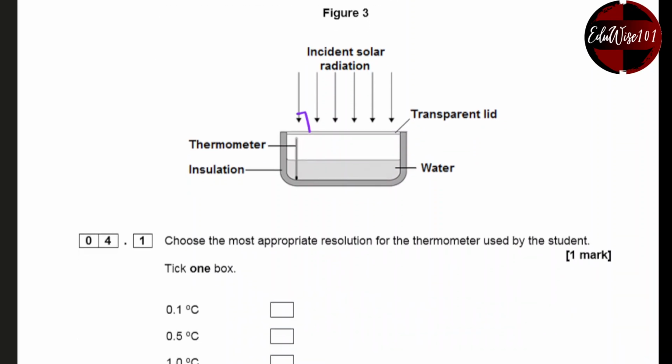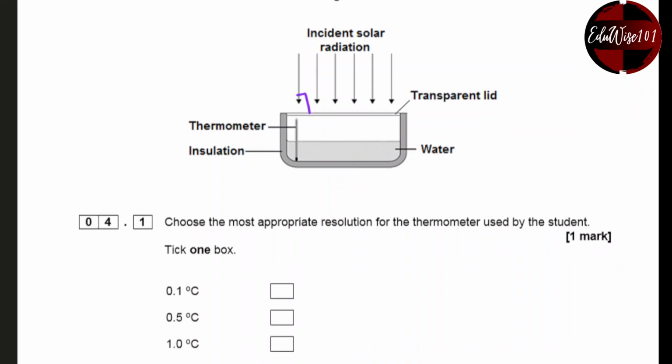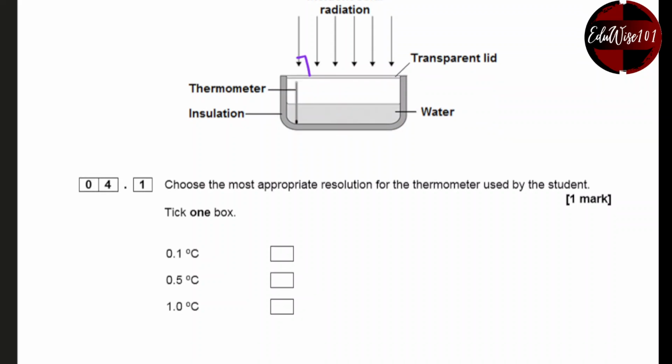Choose the most appropriate resolution for the thermometer used by the student. Tick one box. Now you can see in the diagram, the thermometer the student is actually using, the bottom bit, the dark end, is a glass thermometer. It could be a mercury or an alcohol thermometer. So what is the most appropriate resolution? Resolution is the lowest division or number that you can read from the thermometer, because it's not a digital thermometer.